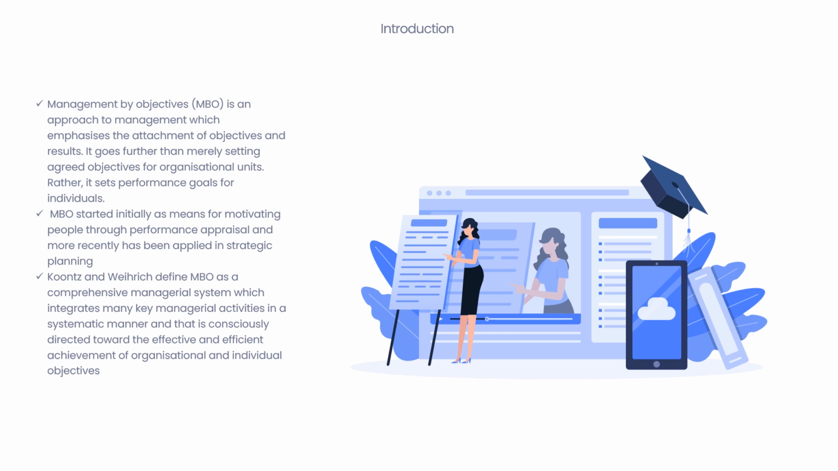Introduction. Management by objectives, which is called MBO, is an approach to management which emphasizes the attachment of objectives and results. It goes further than merely setting agreed objectives for organizational units. Rather, it sets performance goals for individuals.